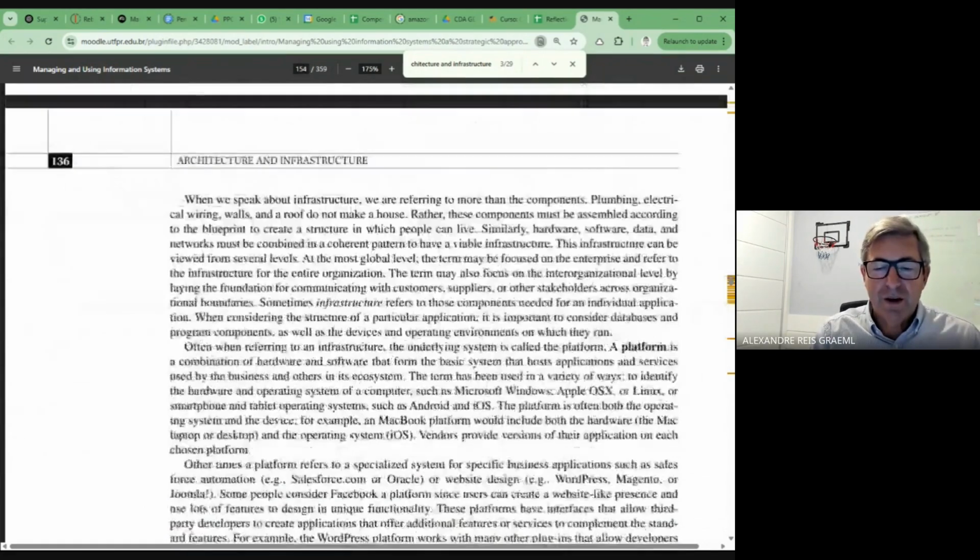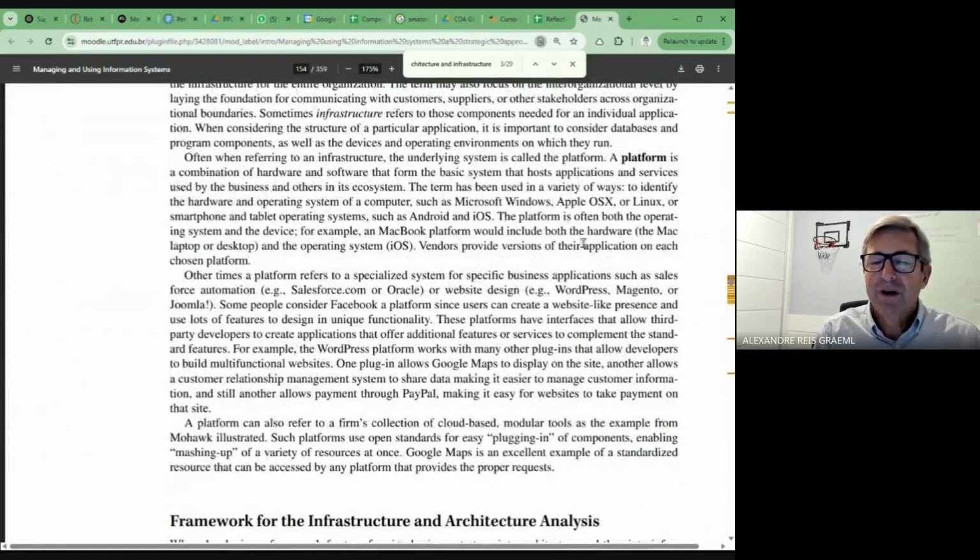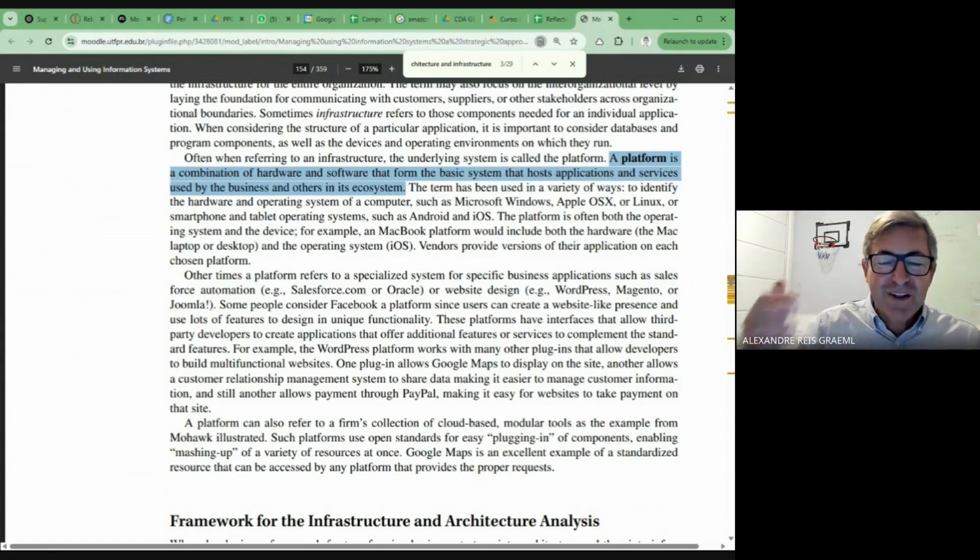They discuss a bit the idea of platform. A platform is a combination of hardware and software that form the basic system that hosts applications and services used by the business and others in its ecosystem. Notice that they go on with the explanation of what a platform is, but then they say that even an app can become a platform based on this definition.